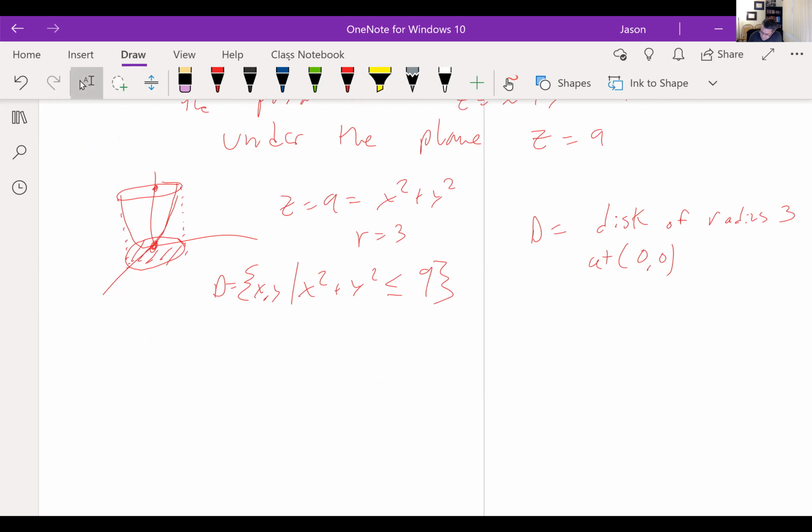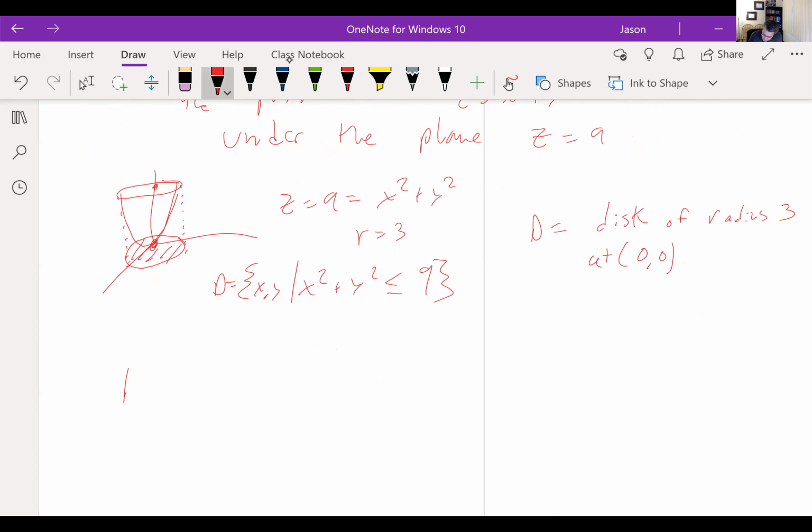Let's figure out what we need to do here. Let's find the area. We want the surface area of this thing. The surface area is equal to the double integral over D of the square root of 1 plus dz/dx squared plus dz/dy squared.